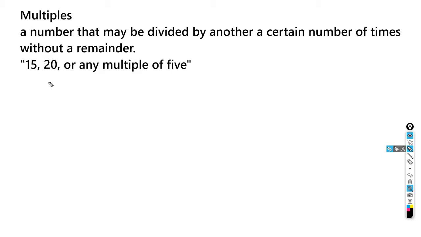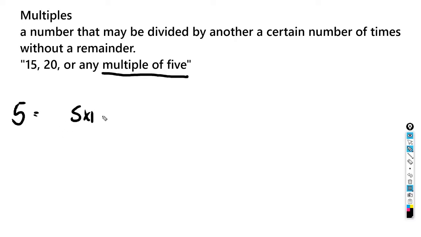Today we're going to be looking at multiples for this lecture. The definition for multiples says a number that may be divided by another number a certain number of times without leaving a remainder. Basically, and there's an example here, 15, 20, or any multiple of 5. So let's look at the multiples of 5 as an example.